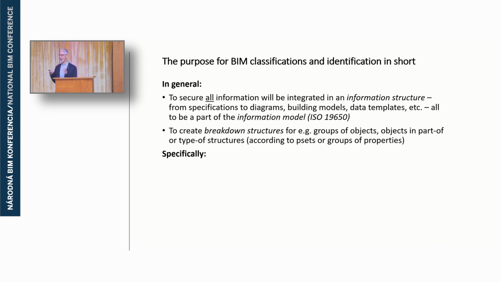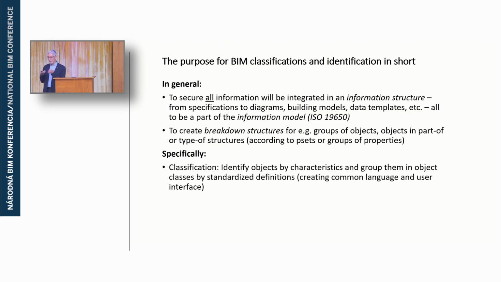So what are the objects, for instance, in part or type of structures? And part of structures, of course, is very interesting because everything we do when we do geometrical modeling is actually putting objects together for a construction entity. So all are part of that building, for instance, or that infrastructure object. Specifically, it should be able to identify objects by their characteristics, grouping them. That's very normal for classification.